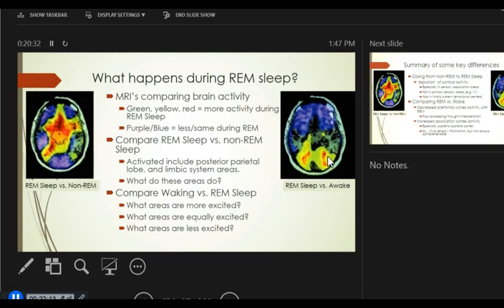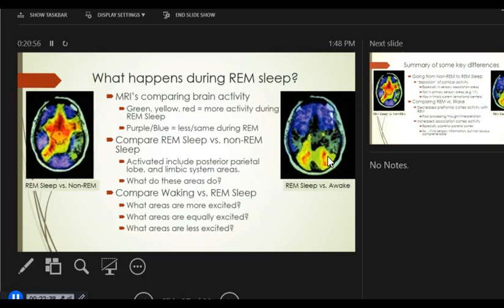Here's a comparison of being awake versus in REM sleep. I think this is an interesting comparison because when you're looking at an electroencephalogram, REM sleep looks an awful lot like being awake. Lots of beta waves and such. So here they're trying to get at the next level of information. What areas are really excited? What areas are not very excited when you are awake versus when you're asleep?